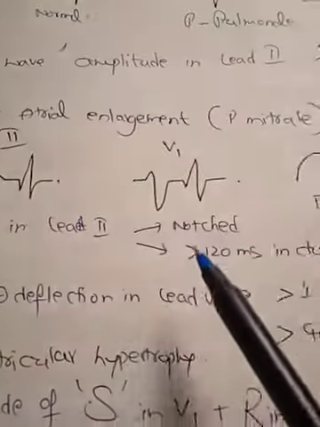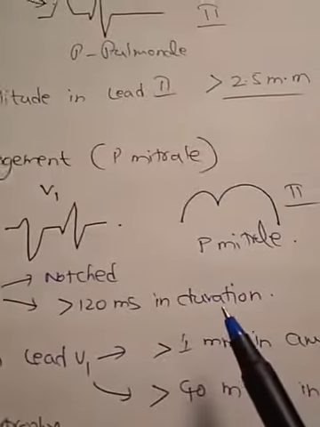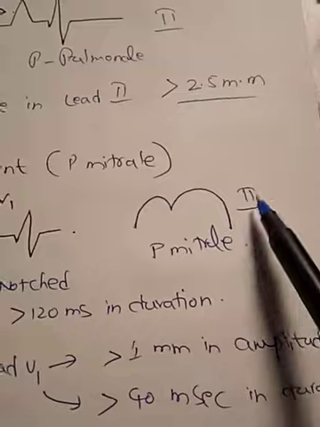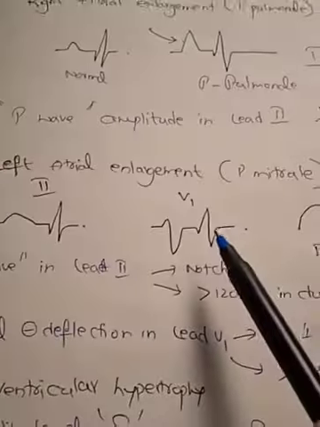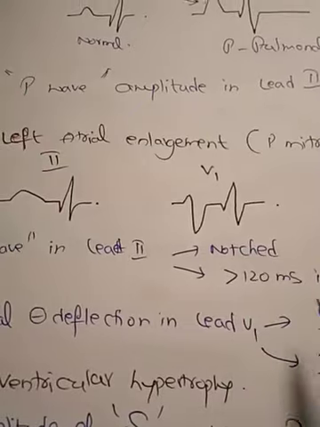So that is how you recognize the enlargement of the left atrium in lead V1 whenever there is left atrial enlargement, as in the case of mitral stenosis. That is all.